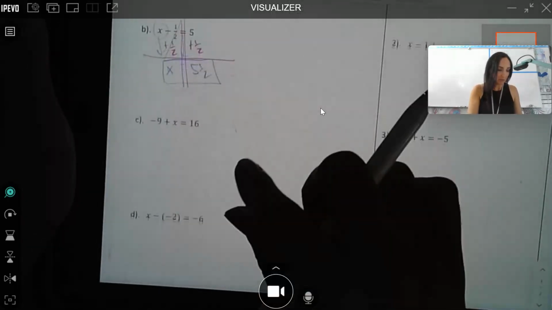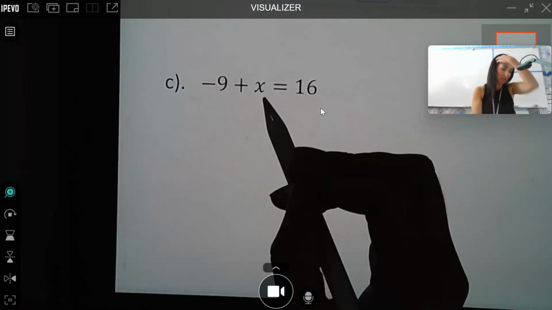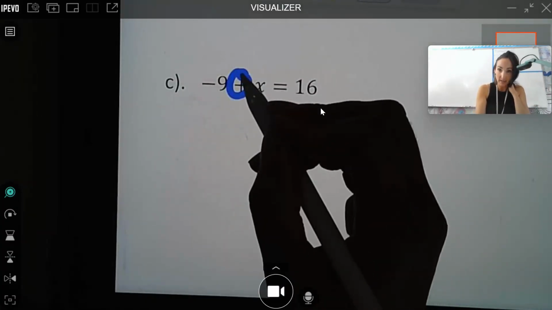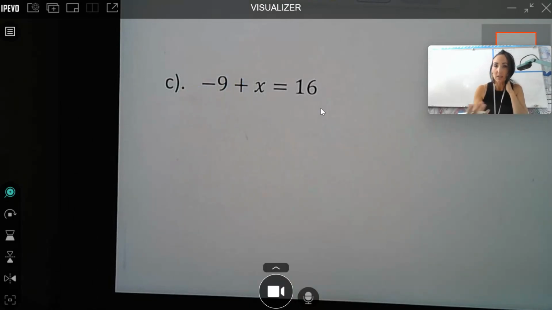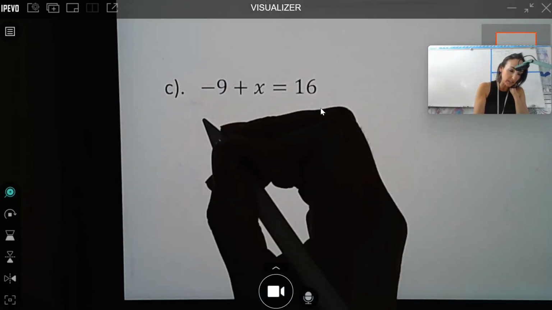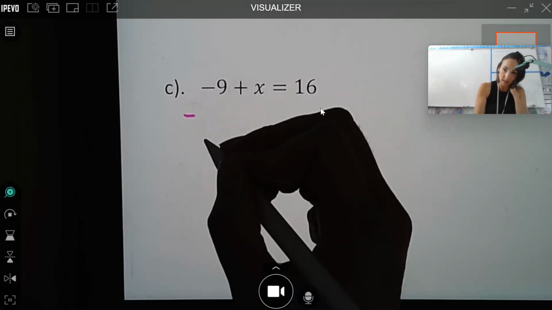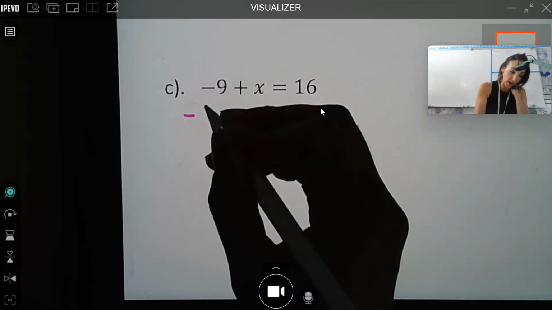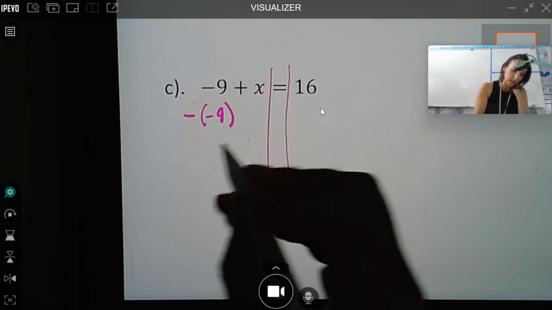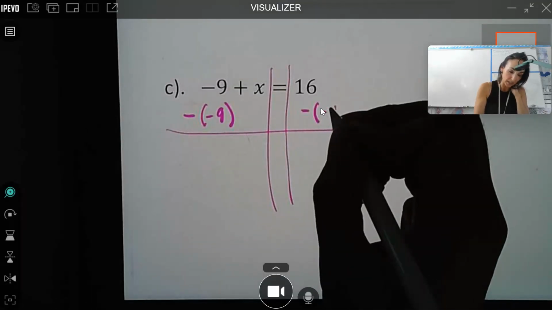Then the next one. Now, this is a little bit trickier. What's happening to the x? Well, it's a little backwards, but we were adding negative 9 to it. So what's the opposite of adding negative 9? The opposite of adding is subtracting, and the opposite of adding negative 9 is subtracting negative 9. So technically, the inverse operation here is subtracting negative 9.